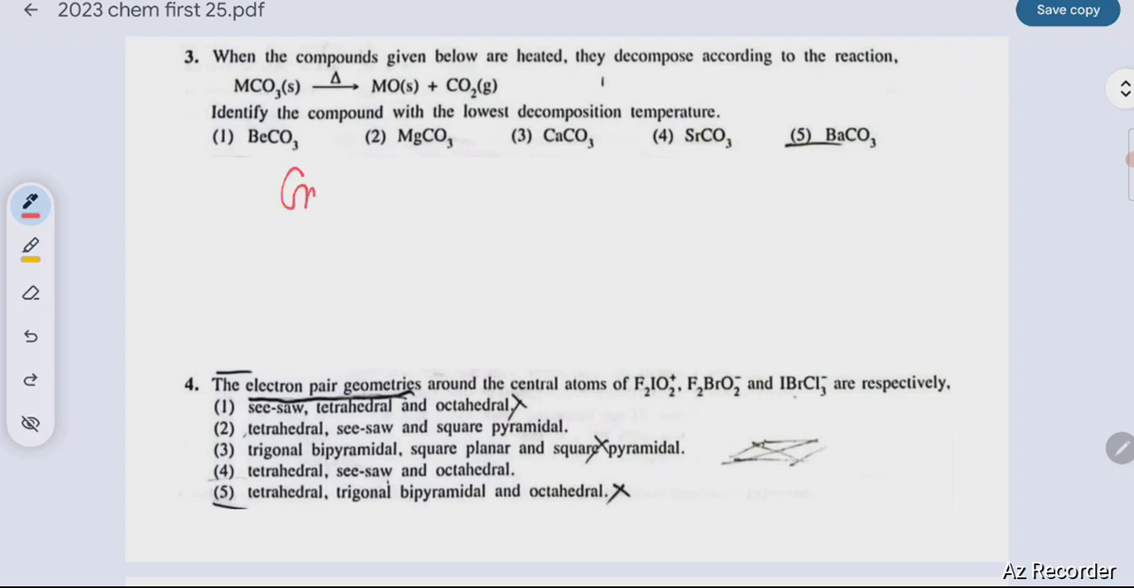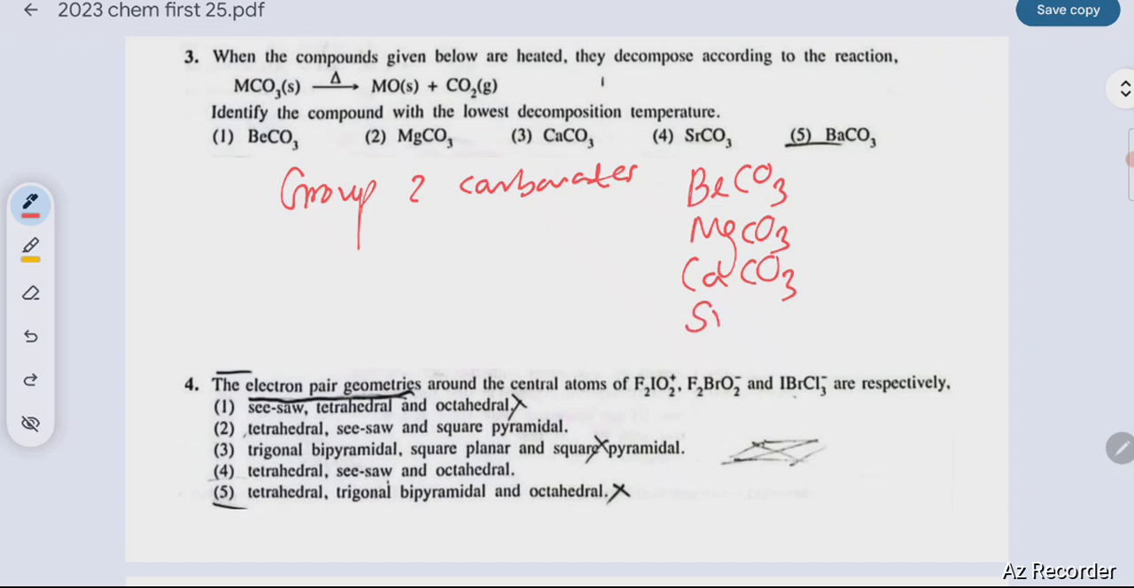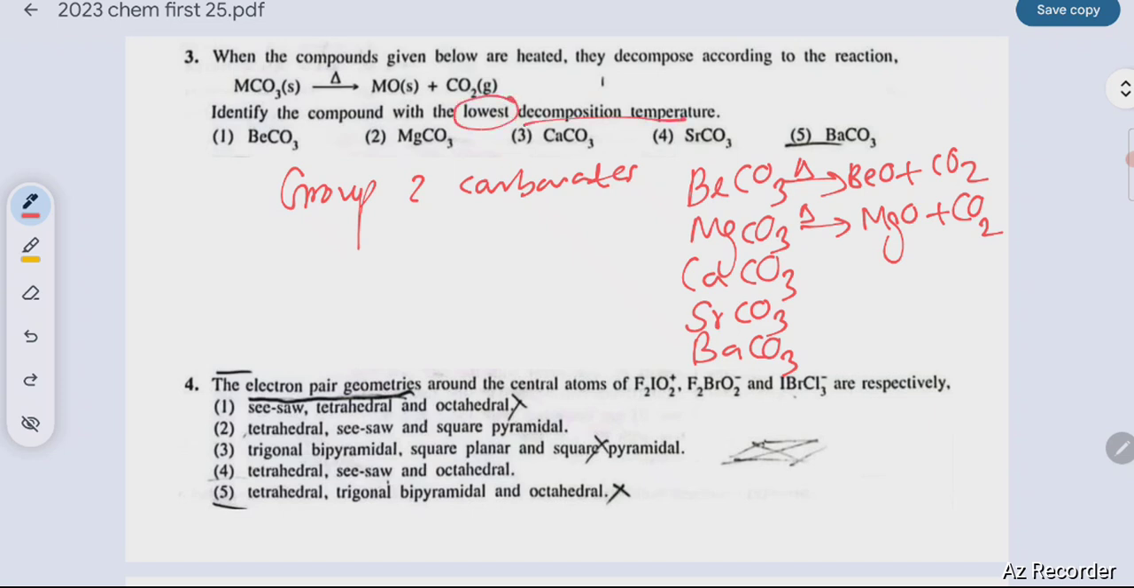So, let's see the group 2 carbonates. In group 2 carbonates, you find beryllium carbonate, then magnesium carbonate, calcium carbonate, strontium carbonate and barium carbonate. Now what happens upon thermal decomposition? This gives beryllium oxide plus carbon dioxide. Then magnesium carbonate gives magnesium oxide plus carbon dioxide. So they are asking to identify the compound with the lowest decomposition temperature.